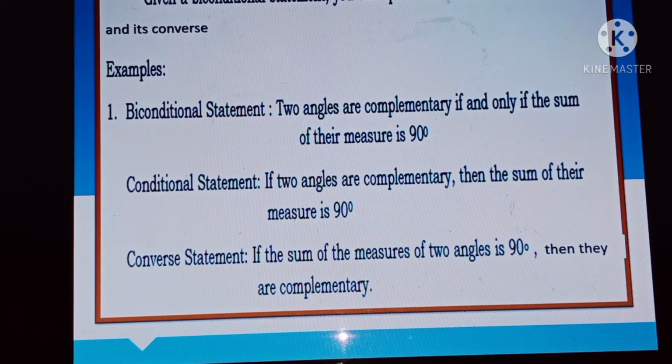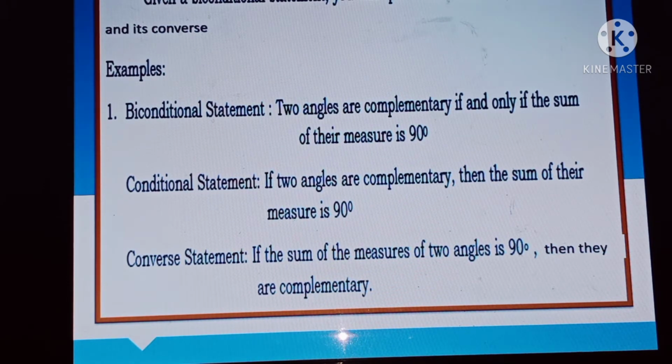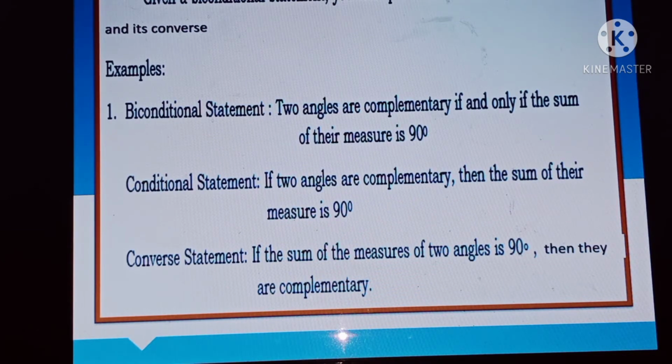So, this means both the conditional statement pati converse statement are true. Diba? Pag may dalawang angles na complementary, pag pinag-add natin yun, 90 degrees. Halimbawa ay 60 degrees, tapos isa ay 30. So, 60 plus 30, that is 90 degrees. So, they are complementary.